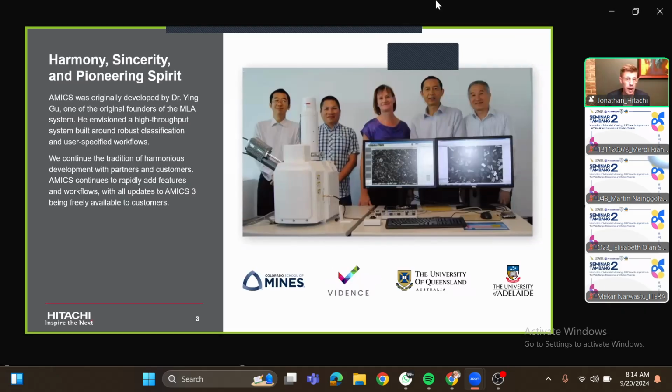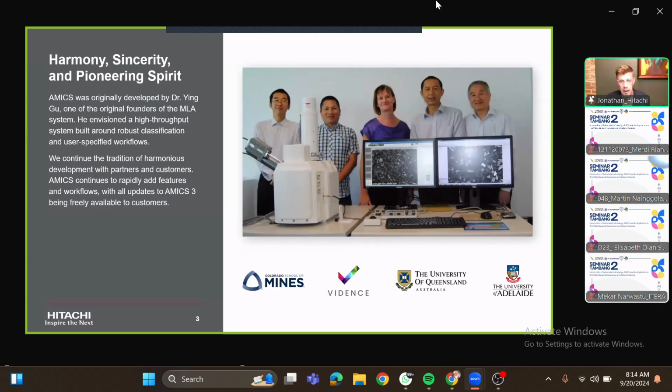Hitachi High-Tech partners with Bruker Nanoanalytics for the development of AMICS. But AMICS really originates almost 2 decades ago with Dr. Ying Gu, who was a pioneer in automated mineralogy, and his original team. So the team has grown. There's been some turnover, and we've welcomed people like Chi to our team, but we also rely on a lot of our academic and industry partners to continue the development of AMICS, with the Colorado School of Mines or the University of Queensland, which hosts our major development center in Australia.